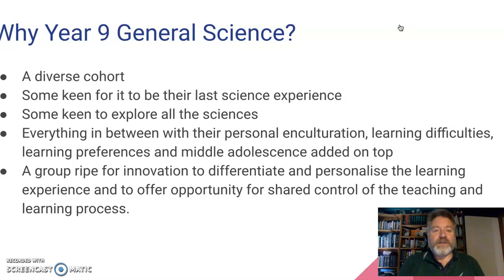It's Year 9. They're middle lessons to start with. And so they're always a little bit difficult to work with because they're going through something that's pretty important that's got nothing to do with school. But also, because we have an elective program, many of our general science kids are choosing to do general science with the hope they'll never have to do it again, any science. Others are really, really keen to explore all the sciences and see what they might like to do with their futures.